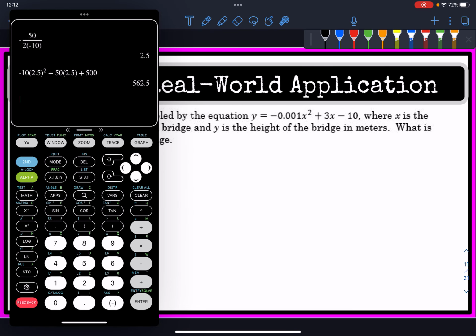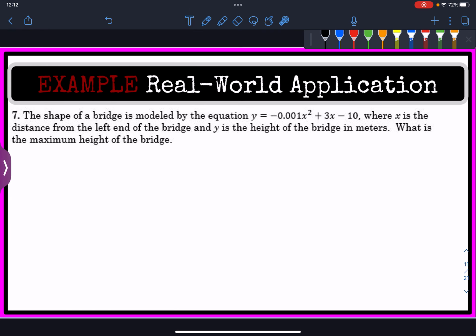Let's look at example number 7 here. So in example 7, the shape of a bridge is modeled by this equation where x is the distance from the left of the bridge and y is the height of the bridge in meters. So everything, the unit here is in meters. What is the maximum height of the bridge? So we'll start by first figuring out the location of the max. So x equals negative b divided by 2a, which is negative 3 divided by 2 times negative 0.01.